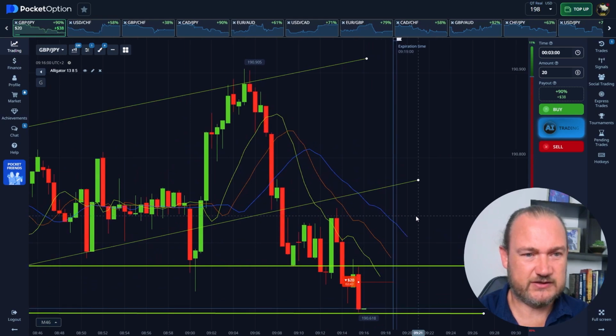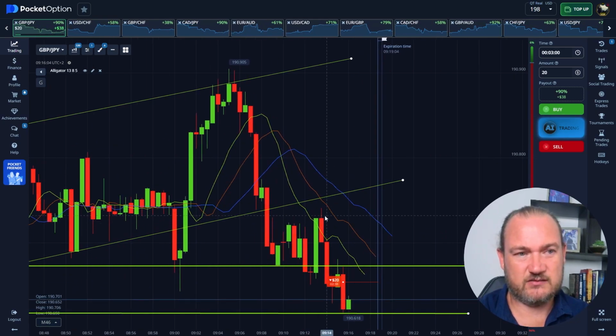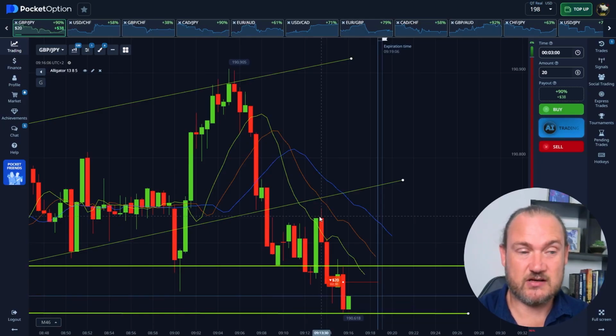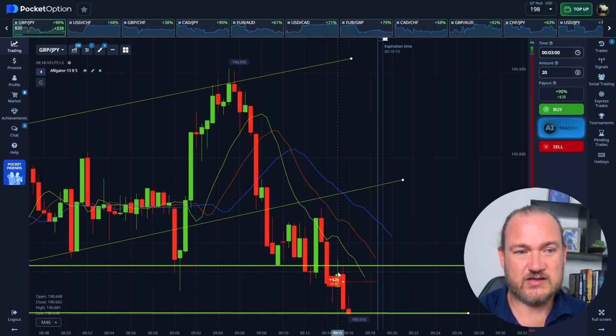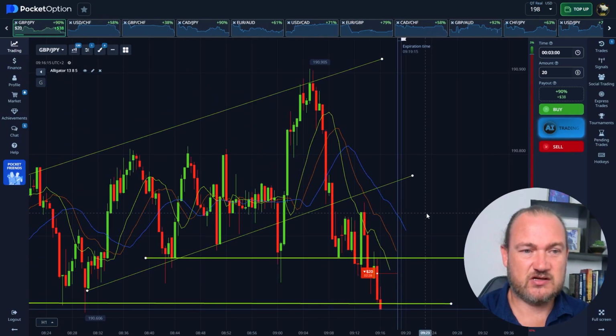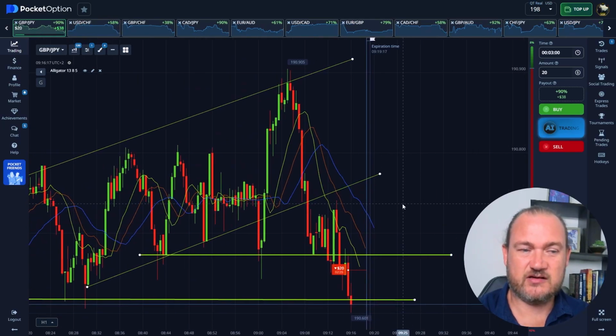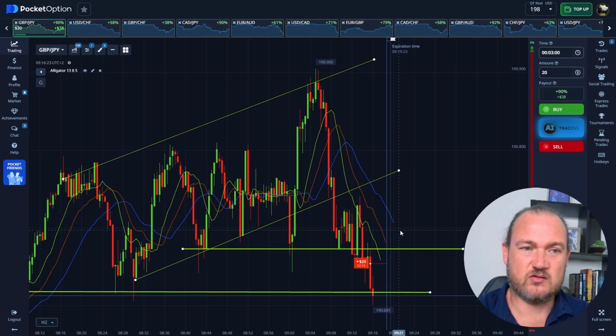Let's zoom in a little bit. We can see it broke through. It tried to come back, failed again because the alligator kept price down. It broke through again properly, did a small retest, and now it's heading down again. So we're just going to go, like I said, in the direction of the price, because my alligator is confirming that it is such a strong downwards move.